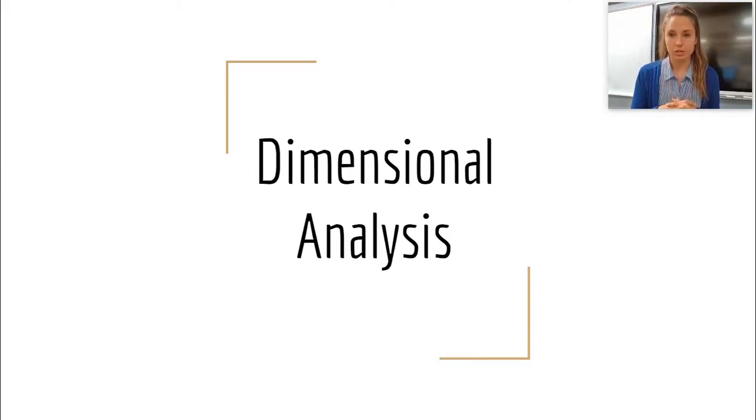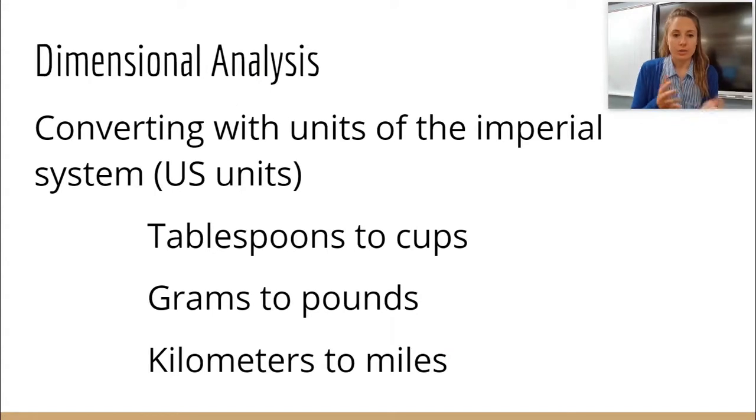So let's get into what dimensional analysis is. So again, I said that you are going to be converting with units of the imperial system. So that's units that we use here. So for instance, like tablespoons to cups, grams to pounds, kilometers to miles. That's going to be like tablespoons, cups, pounds, miles. Those are in the imperial system. Those are units that we use in the US.